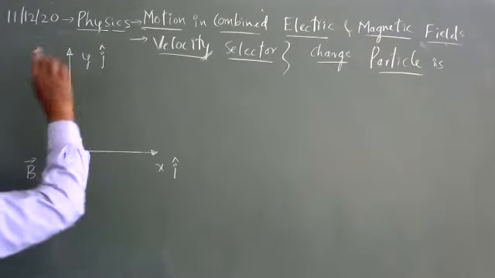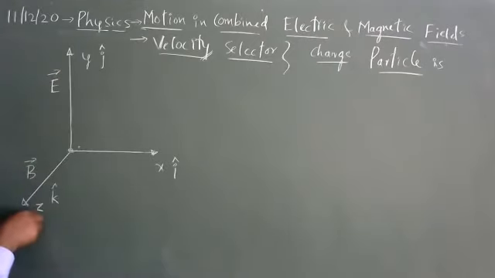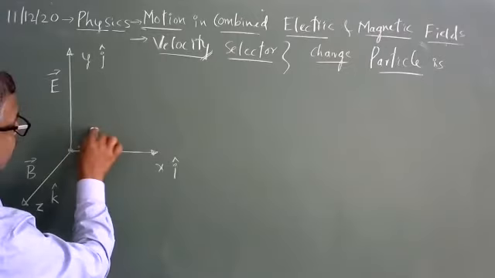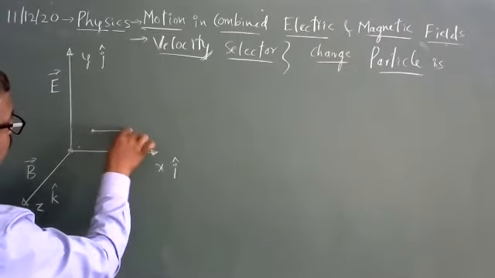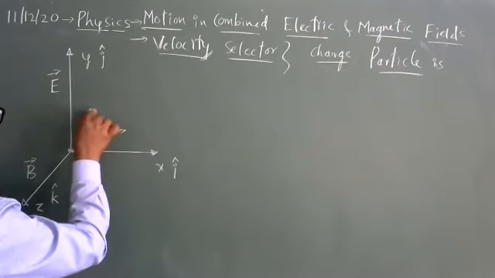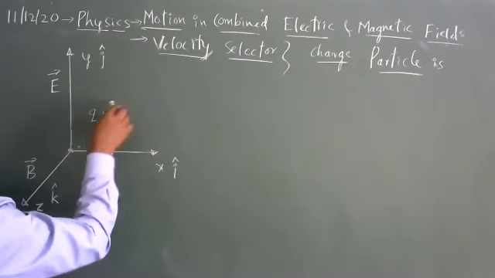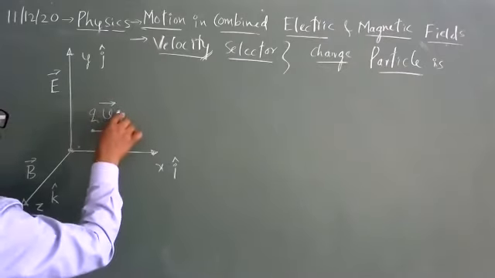Electric field is along the y-axis, magnetic field is along the z-axis. The electric field and magnetic field are mutually perpendicular. Now consider a particle which is moving along the x-axis, with charge q and velocity v along the i vector.